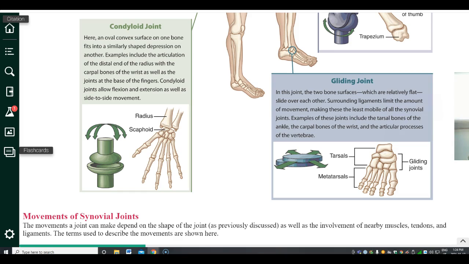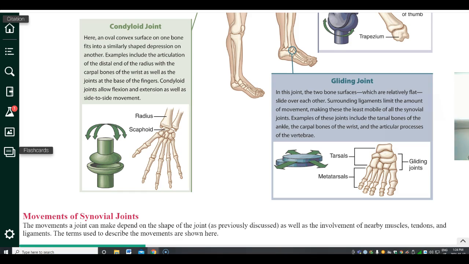Then you've got your condyle joint. A good example of your condyle joint is your fingers. And they have all sorts of movement. So it's like very good movement. And then you have gliding, where one thing just moves over the other, and the perfect gliding is your wrist.